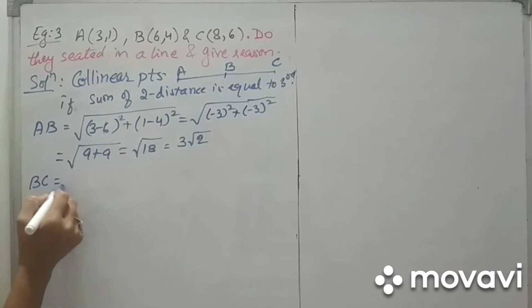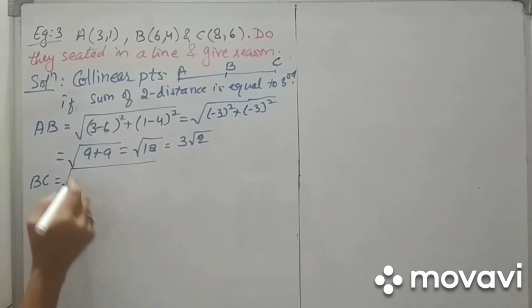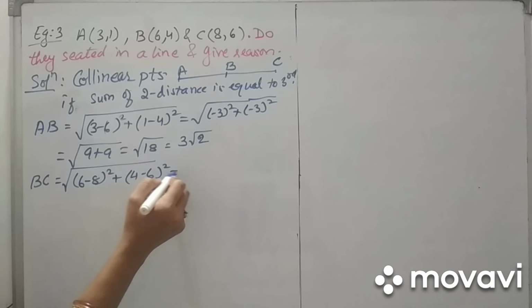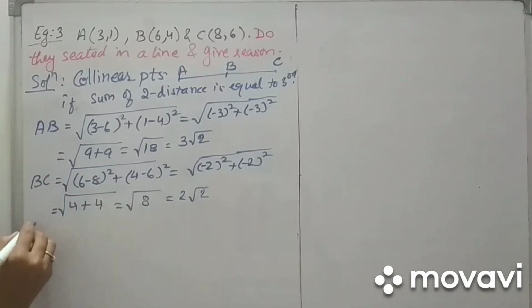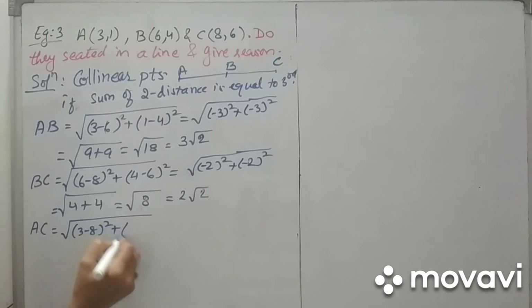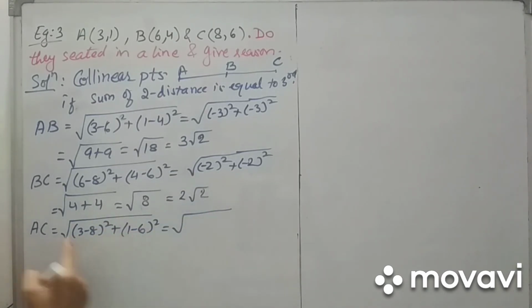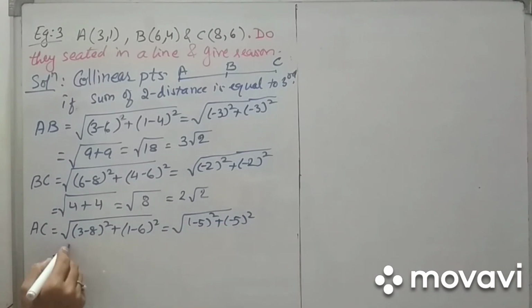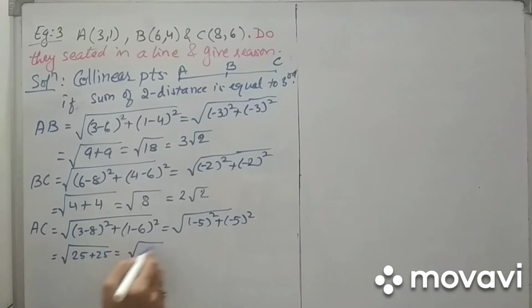Same way, BC is equal to 6 minus 8 square plus 4 minus 6 square, is equal to, we are getting 2 root 2. Then AC: A and C, 3 minus 8 square plus 1 minus 6 square is equal to minus 5 square plus minus 5 square, is equal to 25 plus 25 is equal to 50. This will give me 5 root 2.